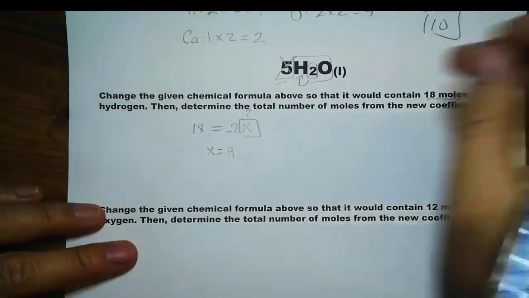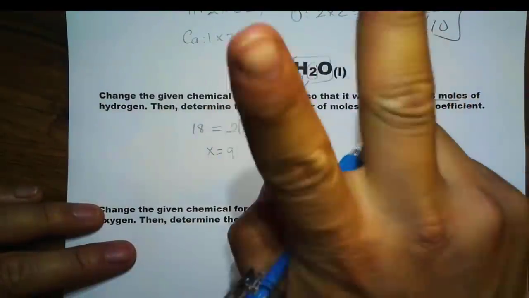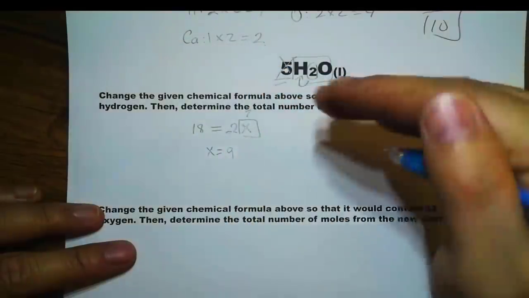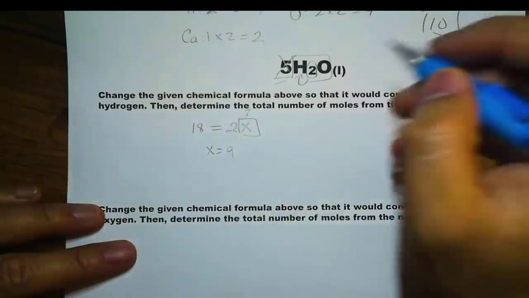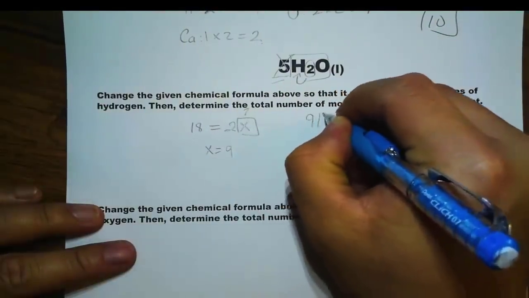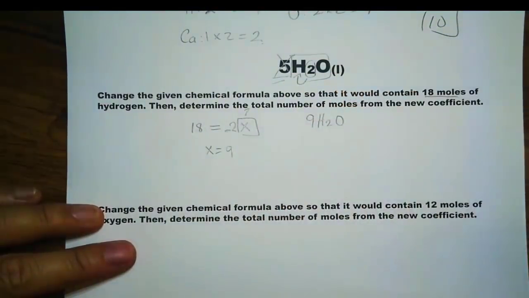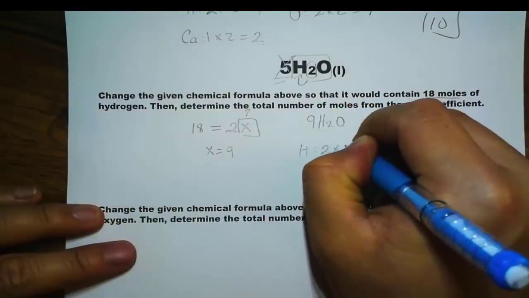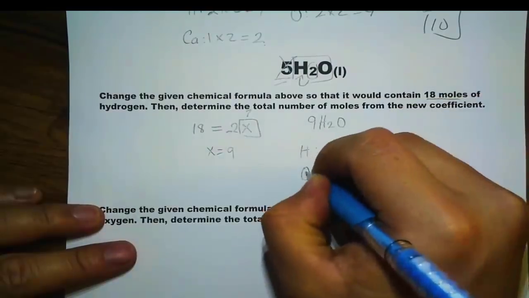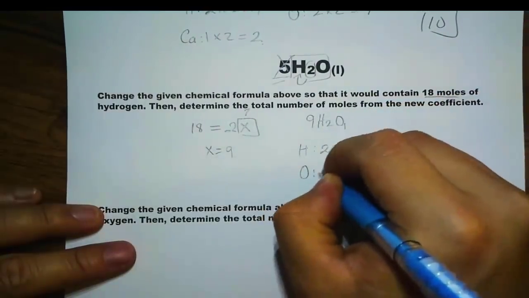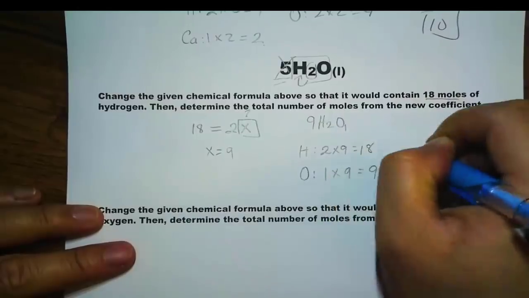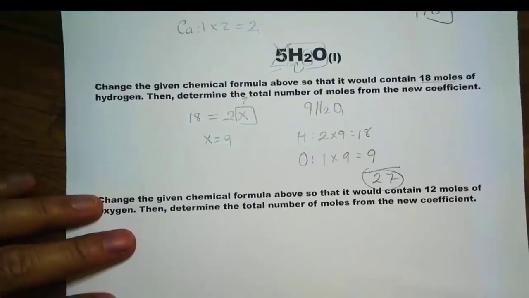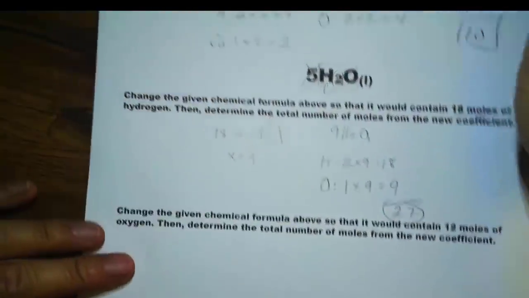And if we think in logical terms, if each water gives me 2, how many water molecules do I need to give myself a total of 18? Of course, 9. So the coefficient would be 9H2O. Now, let's go back to our hydrogen. Of course, 2 times 9 gives us 18, and for oxygen, 1 right there. So 1 times 9 gives us 9. So that gives us a total of what? 27 moles total. Isn't that easy?